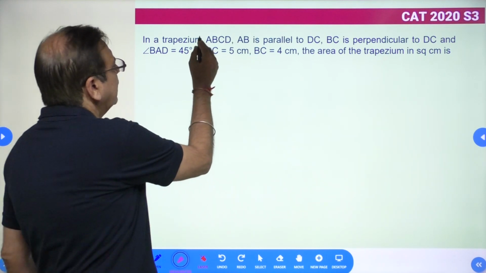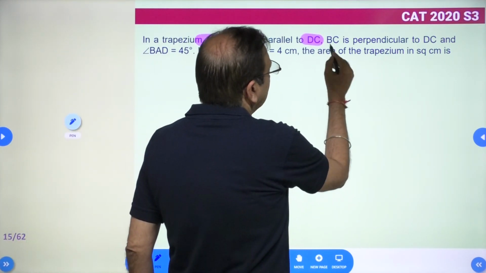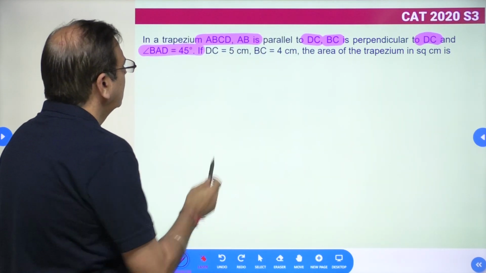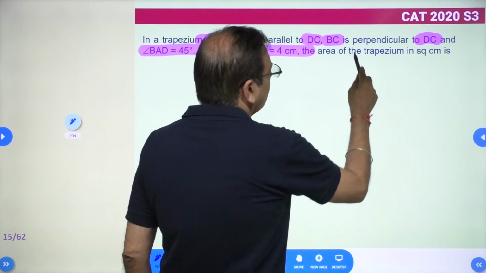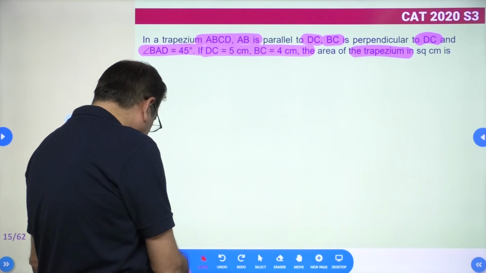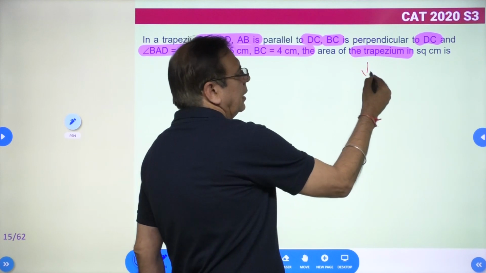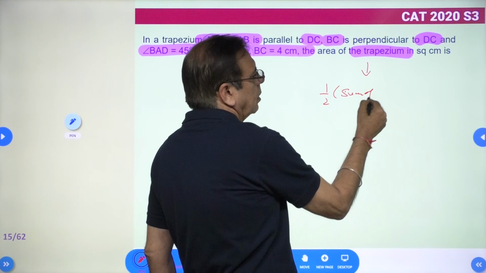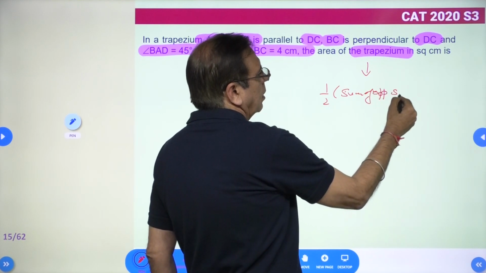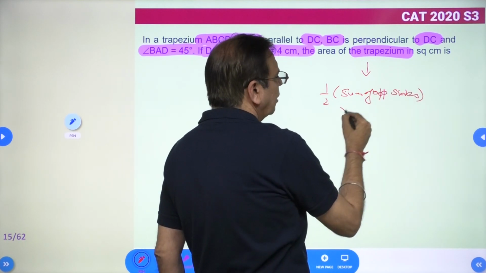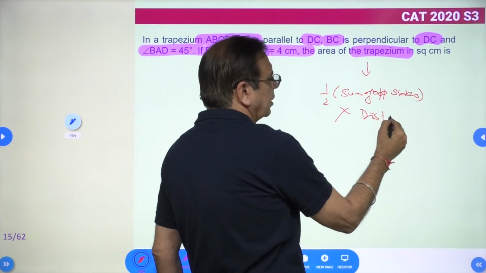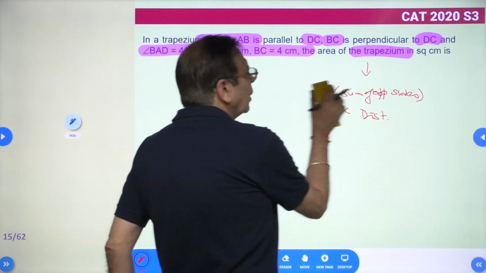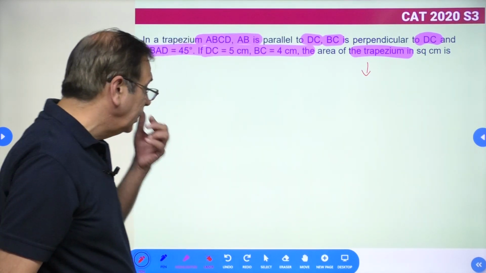In a trapezium ABCD, AB is parallel to DC, BC is perpendicular to DC, and angle BAD is 45 degrees. If DC is 5, BC is 4, what is the area of the trapezium in square centimeters? What is the area of a trapezium? Area of a trapezium is half the sum of the parallel sides multiplied by the distance between the opposite sides. It's a simple formula. So the sides and the distance are what we need to look at.